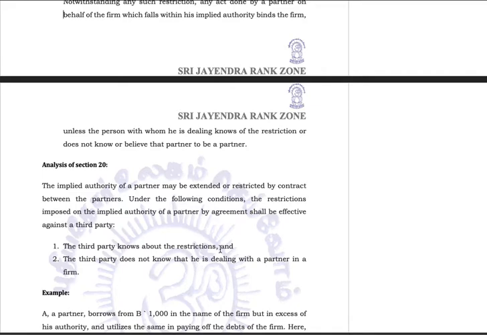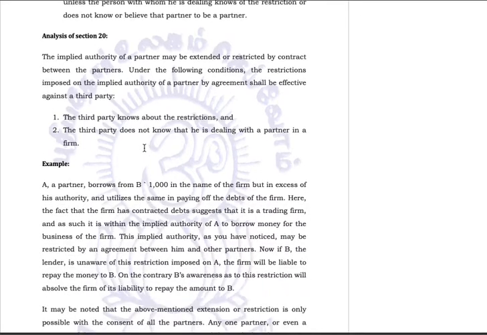That is also a kind of doctrine of constructive notice, like we discussed in company law, that this person knows there is a restriction on this partner, or the doctrine of indoor management, that a person does not know whatever is happening between you people, whether you have restricted someone's authority or not. He is a partner for me.